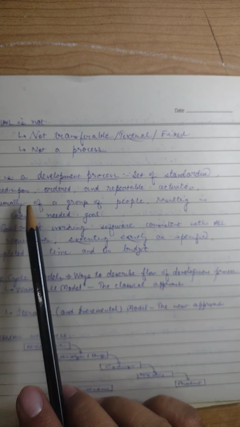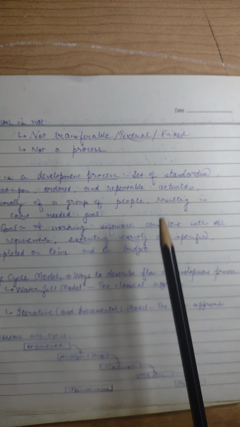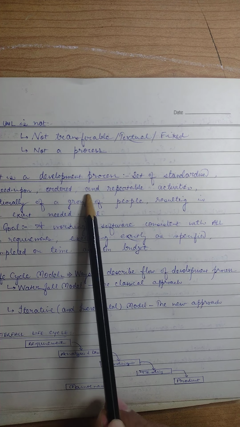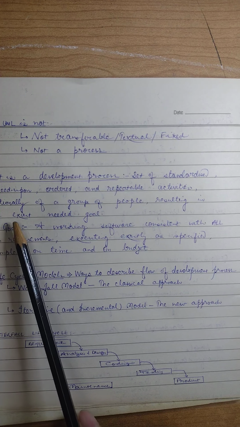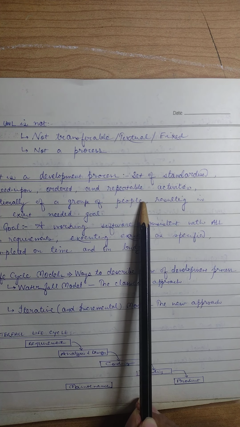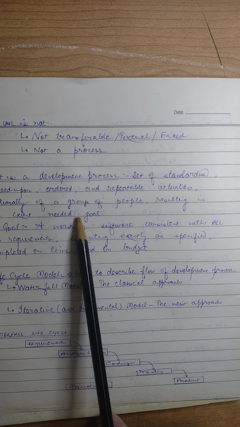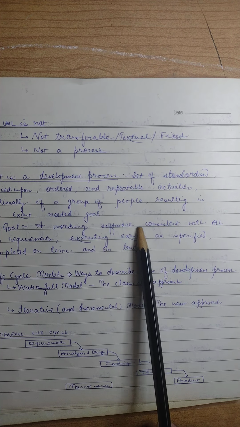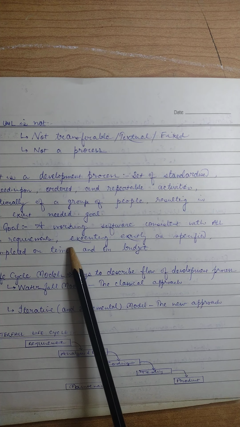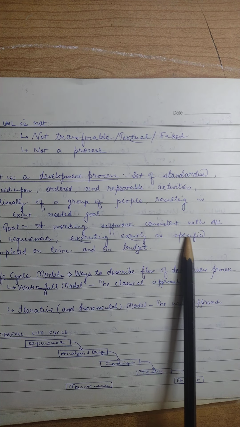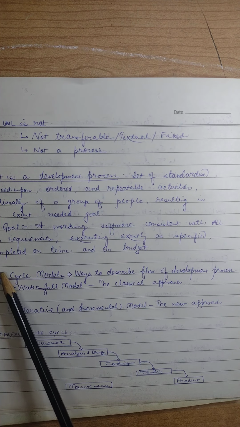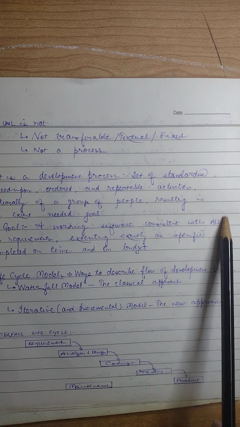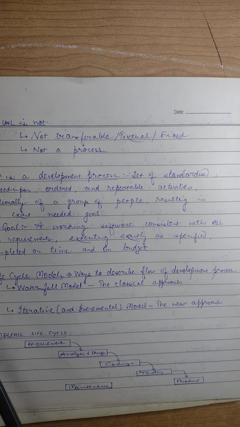Now one more basic question before we go ahead with the unified modeling language details. We should know what the developmental process is. A developmental process is a set of standardized, agreed upon, ordered and repeatable activities, optionally of a group of people, resulting in the exact needed goal. The goal is a working software consistent with all its requirements, executing exactly as specified, completed on time and on budget. There are many more things there.